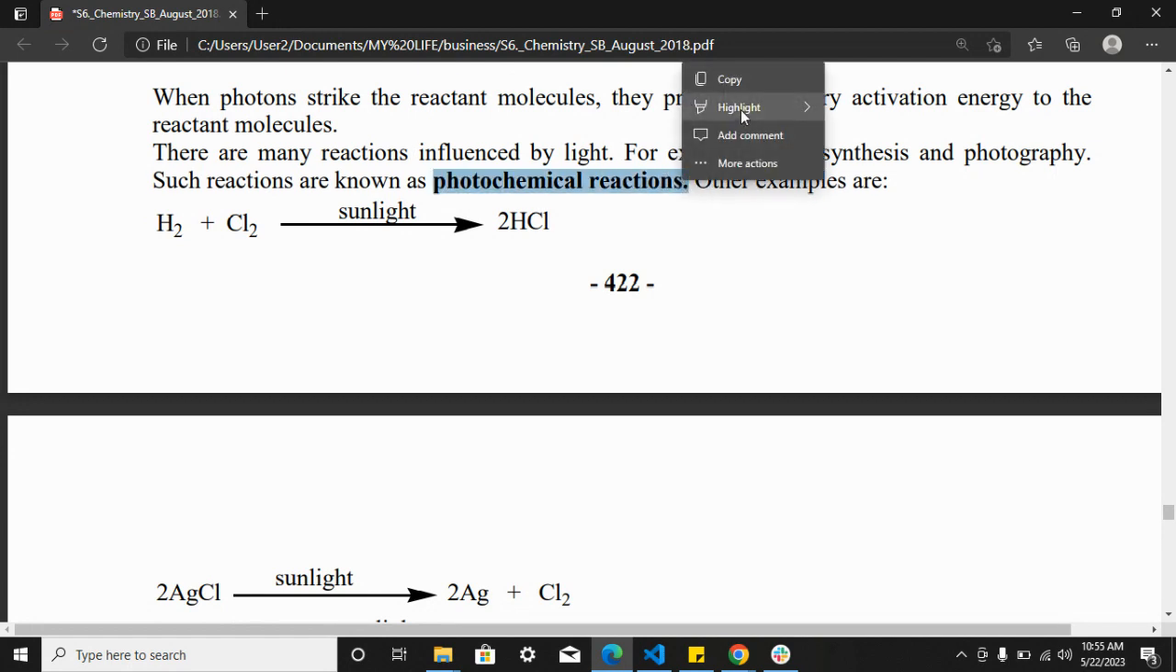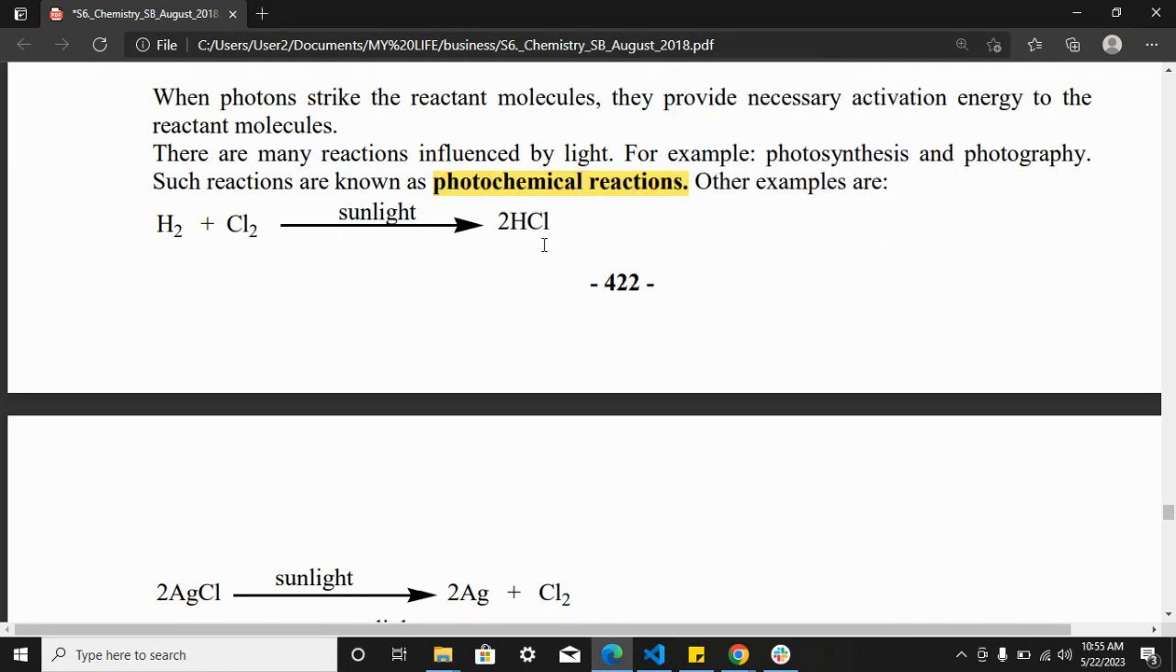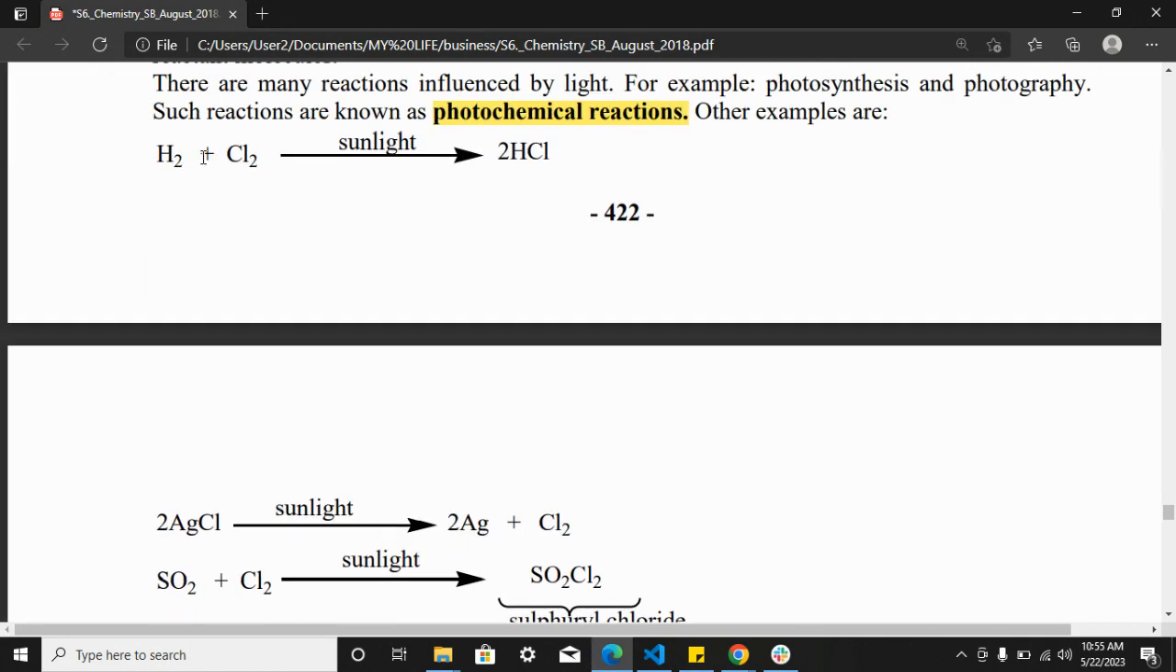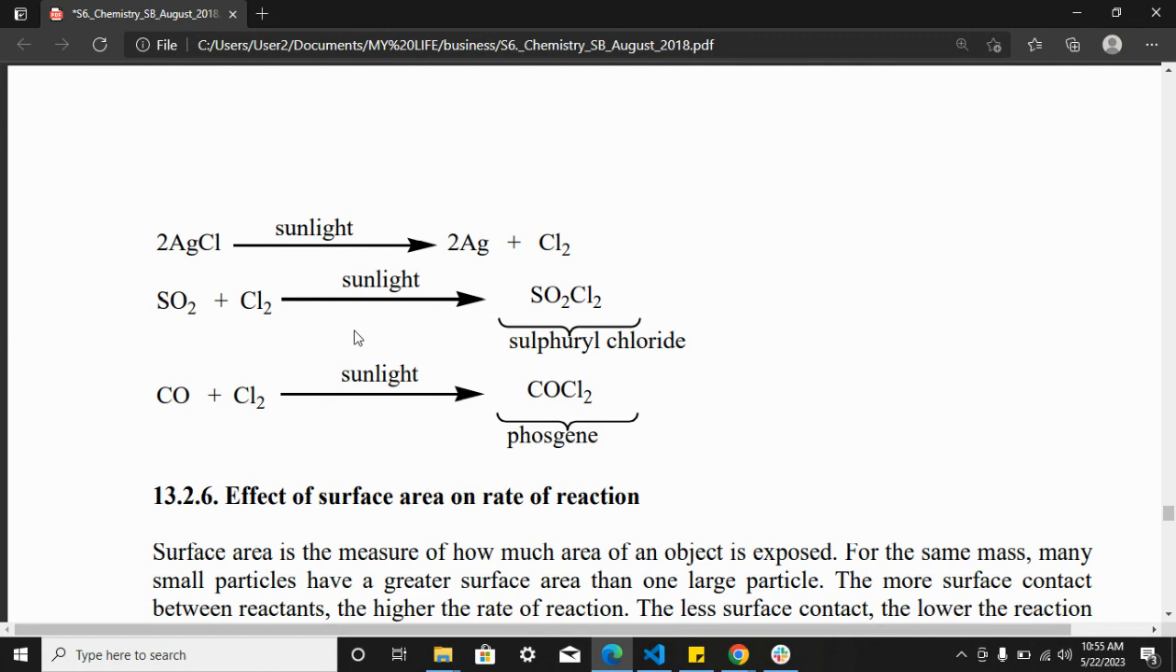Those are reactions that need light. There are many of them, but what we can state this time is hydrogen with chlorine, which gives us hydrochloric acid, and this needs sunlight. Silver chloride decomposes into silver metal and chlorine gas, and this also needs sunlight. Then sulfur dioxide with chlorine also needs sunlight to give sulfuryl chloride. Carbon monoxide with chlorine, with the aid of sunlight, gives phosgene.